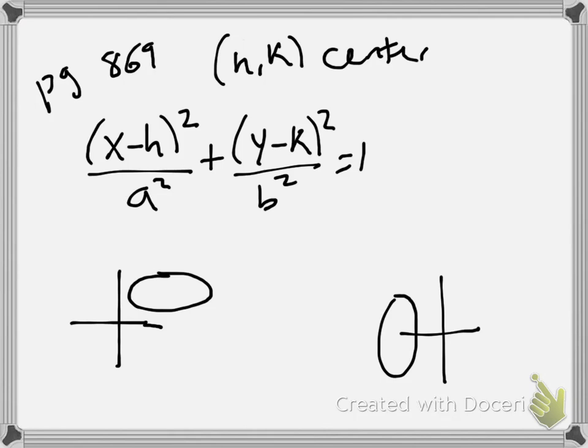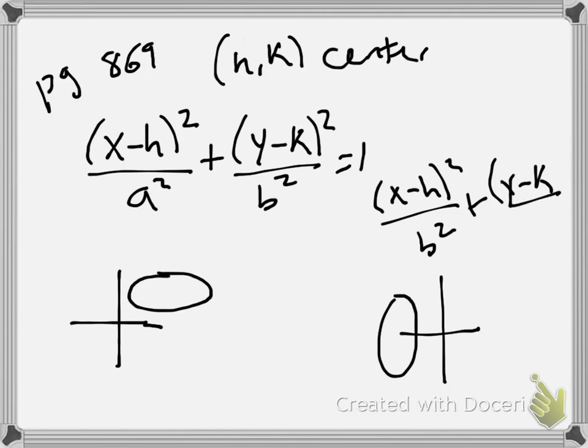This one with your y-axis is basically the same kind of thing. The only thing different is that your a, or whichever one's the largest, is going to be with your y. Then a squared, and this whole thing equals 1. So I completely ran out of room.